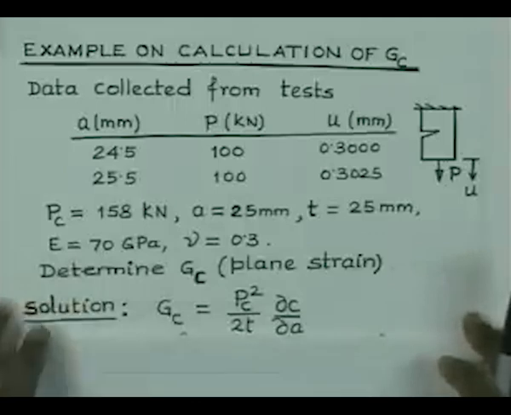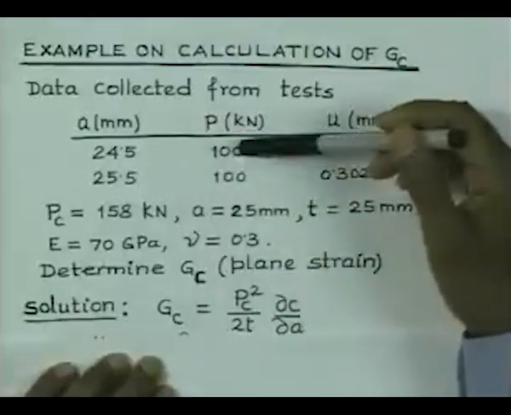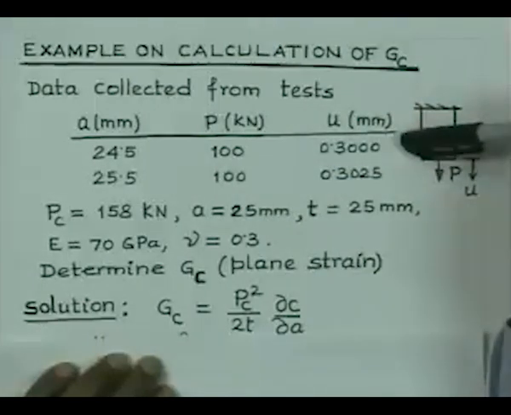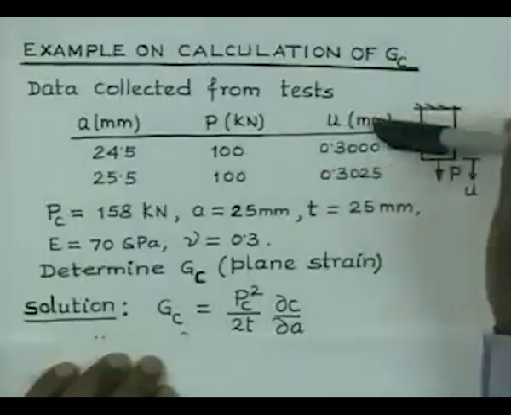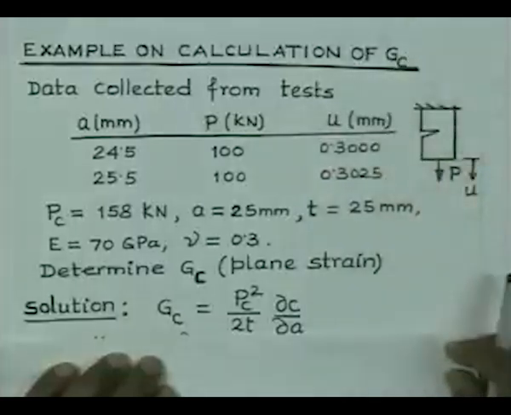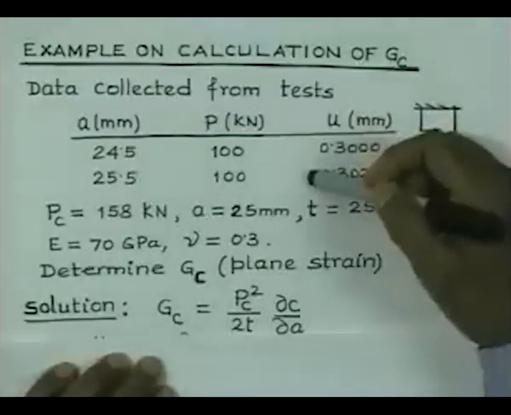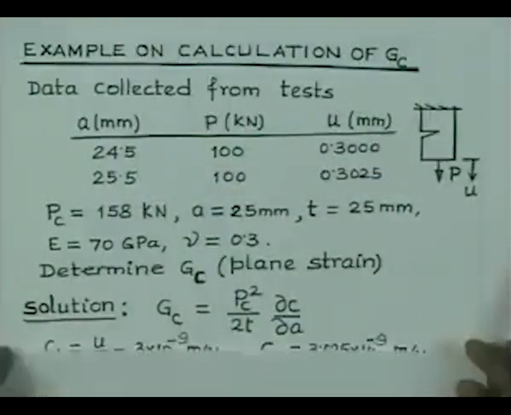Now, what is given here is the load and the displacement, and since the behavior of the material is linear elastic, therefore, from this load and the displacement one can calculate the compliance or the stiffness. If we take P by U, that will give us stiffness, and if we take U by P, that will give us compliance. So, if we calculate the compliance in the two cases which correspond to two different crack lengths, let us see what are the compliances.